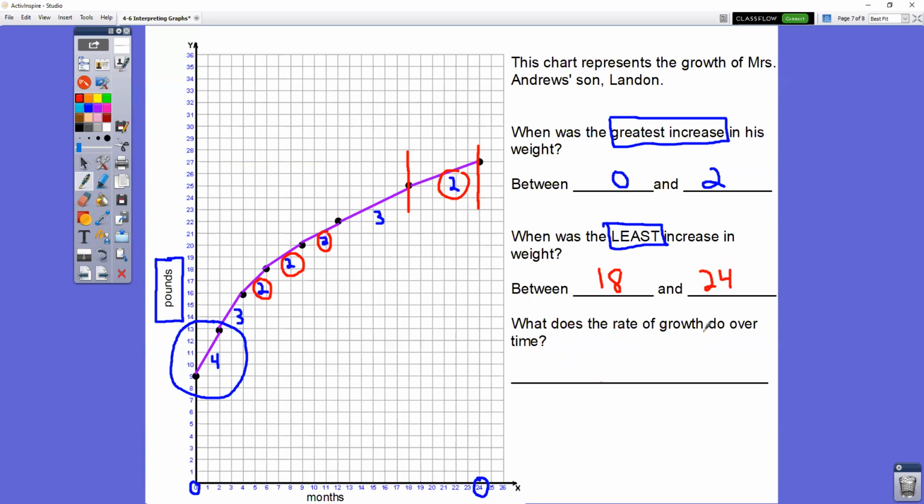What does the rate of growth do over time? They just want to know, what is this graph doing overall? Is the graph overall increasing, decreasing, or staying the same? Well, the graph overall is increasing over time.